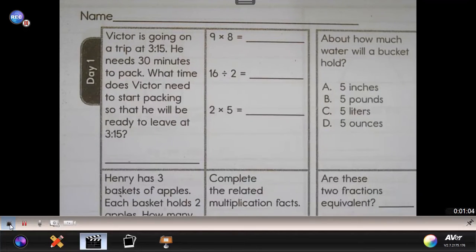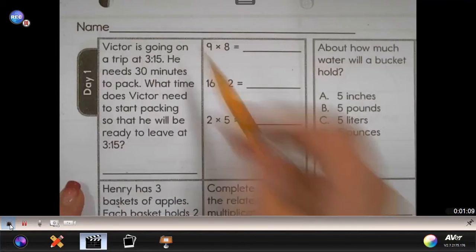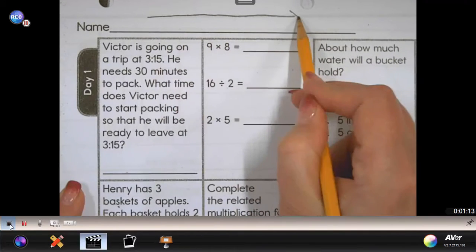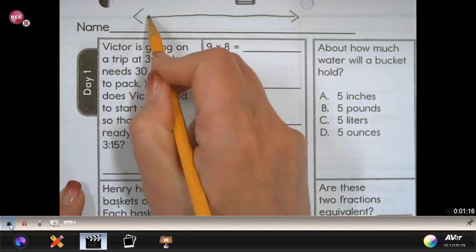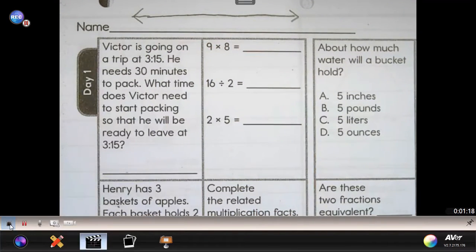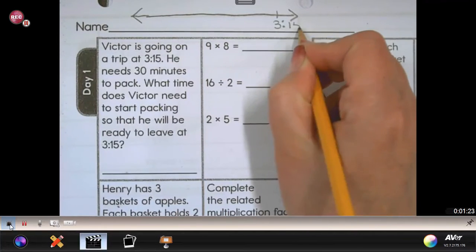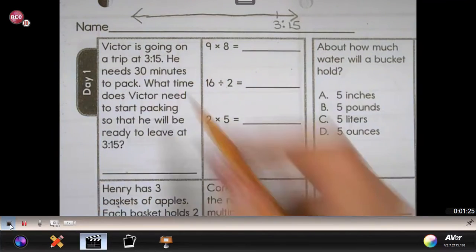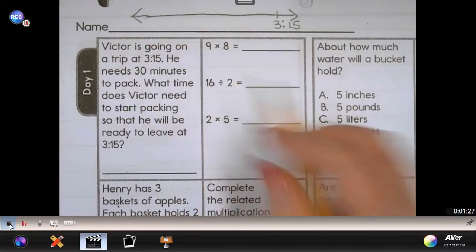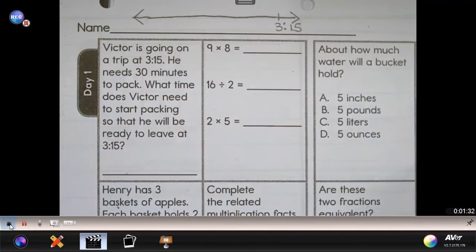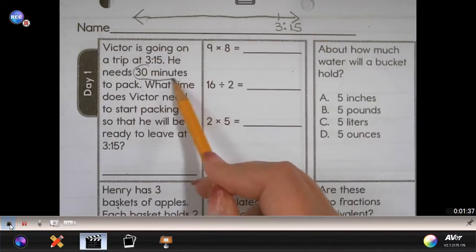So we have what's called an end time. An end time is a time where we need to be ready, or the time that is at the end of the elapsed time. So our end time is at 3:15. We need to go back in time and figure out what our start time is. So I'm going to use what's called an open number line to help me count back 30 minutes.